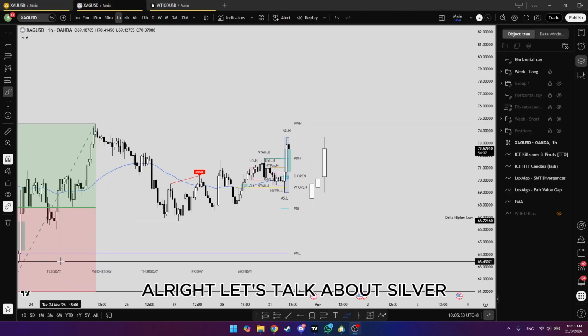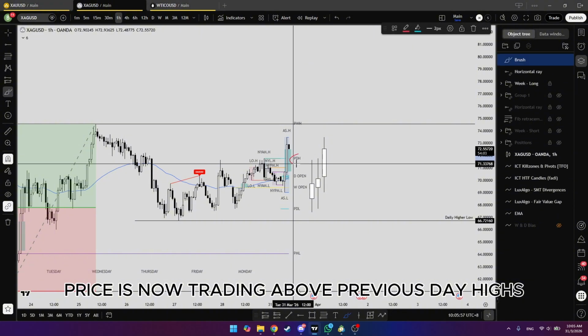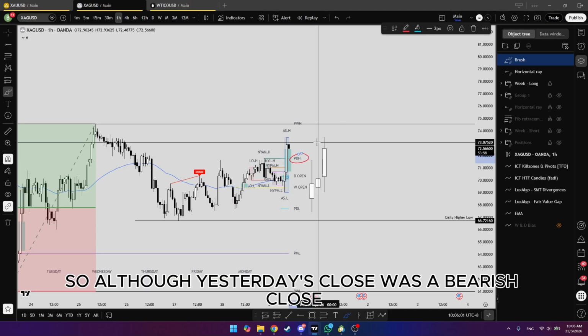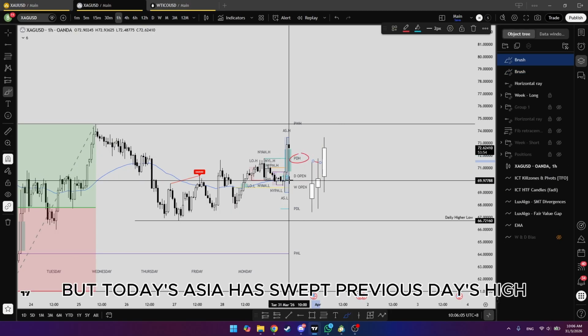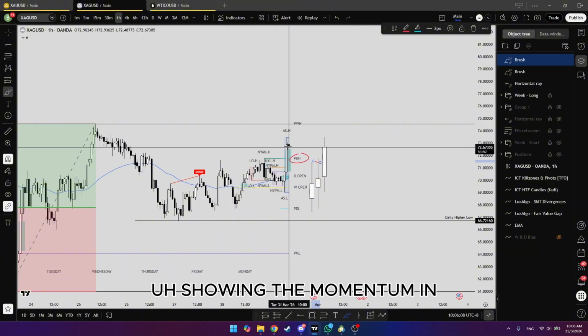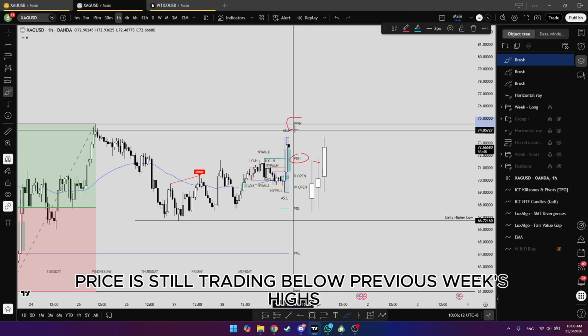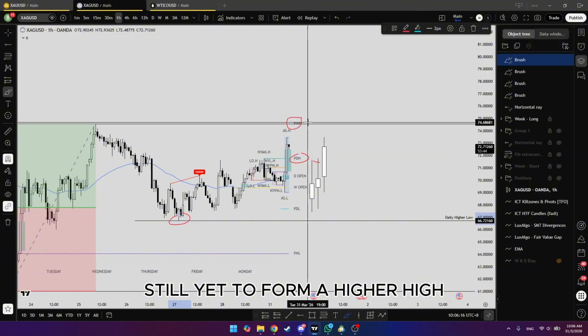All right, let's talk about silver. So for silver, price is now trading above previous day highs, showing strength intraday. So although yesterday's close was a bearish close, showing no less momentum, today's Asia has swept previous day's high, showing the momentum in. And we can see that price is still trading below previous week's highs, but we have a daily high and low here, still yet to form a higher high.